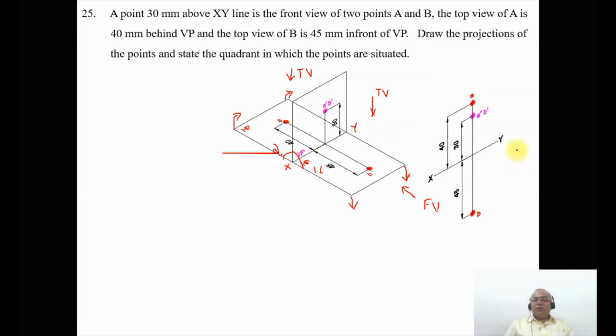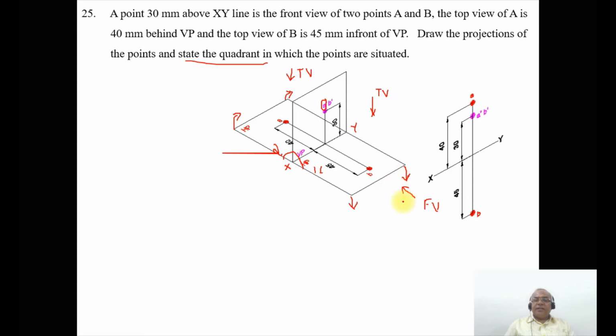So draw the projections. That's what we have shown here, and state the quadrants in which the points are situated. The front view and the top view of A both are above xy line. That condition is satisfied only in the second quadrant. As we rotate the horizontal plane above, the front view A dash is already above xy line, and the top view of A will also come above xy line. Since the projection is done in the second quadrant, obviously the point A lies in the second quadrant.